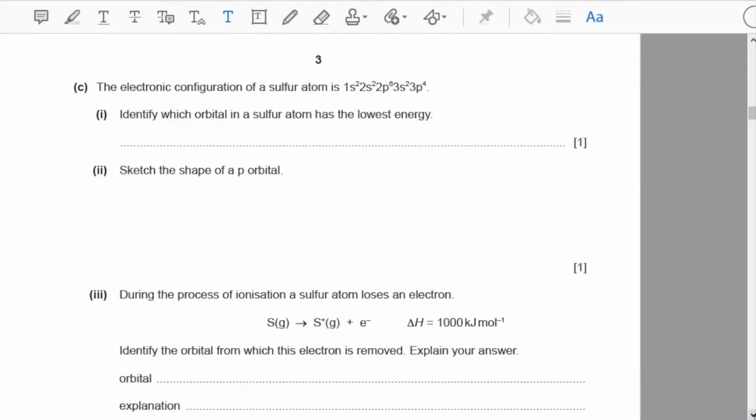Part C. The electronic configuration of a sulfur atom is 1s2, 2s2, 2p6, 3s2, 3p4. Part 1. Identify which orbital in a sulfur atom has the lowest energy. It's 1s. So here it's starting from least to greatest, where 3p4 being the highest energy level and 1s2 is the lowest energy level. Part 2. Sketch the shape of a p orbital. So p orbital has the shape of a dumbbell.